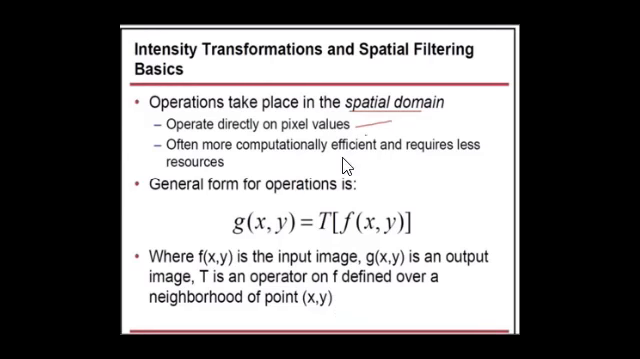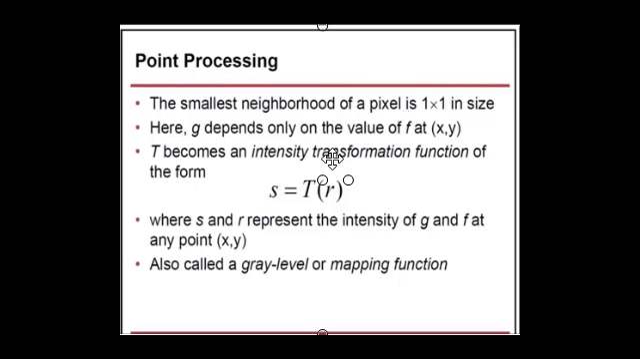Now let's see what point processing is. In point processing, the neighborhood of size 1 by 1 is the smallest neighborhood. Here g depends only on the value of f at (x,y). We have the intensity transformation function s = T(r), where s and r represent the intensity values of g and f at point (x,y). This is called a gray level function or a mapping function.